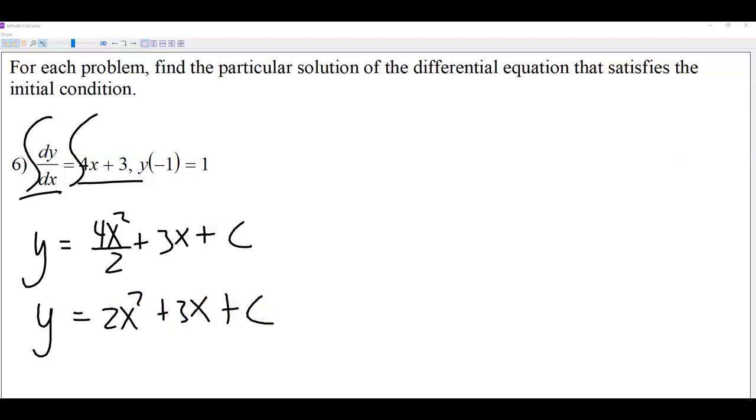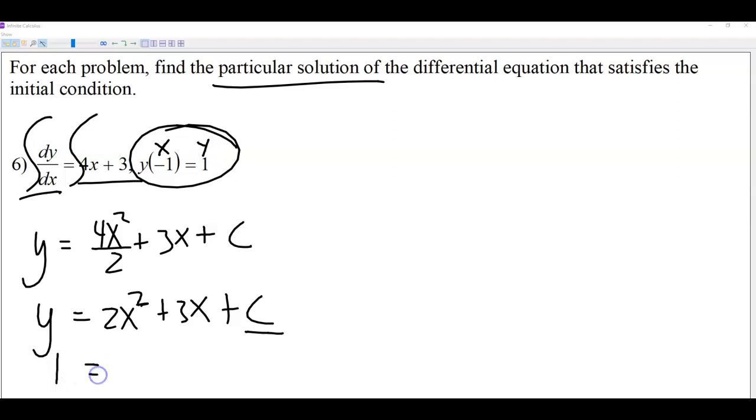And that's my general solution, but we want a particular solution. And what that means is we're going to find out what the c value is. And you do that by plugging the numbers in that they give you here. So this number here, the -1, that's an x value, and the output here is my y value. So I'm going to be plugging a positive 1 in for the y value, and I'm going to be plugging a negative 1 value in for x. And then I'm going to solve for c.